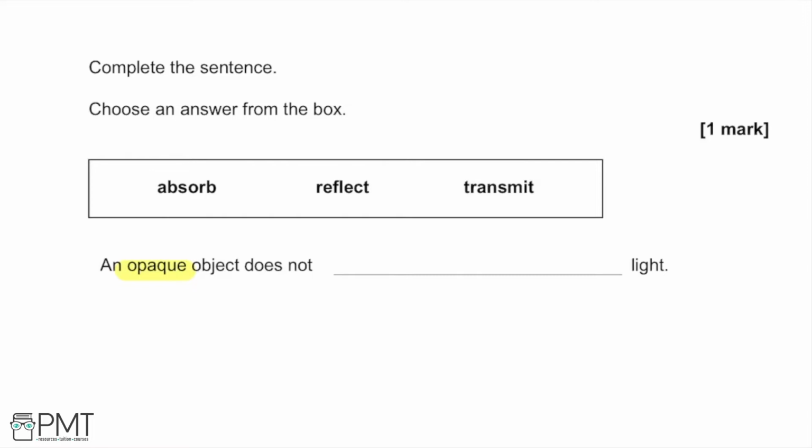So when visible light waves hit opaque objects, they absorb some wavelengths and they're going to reflect some wavelengths, but they are not going to transmit any light. So by filling in the answer here, we've got an opaque object does not, and then we've just figured that out, that the answer is transmit light because they do absorb and reflect light, but the light cannot get through them.